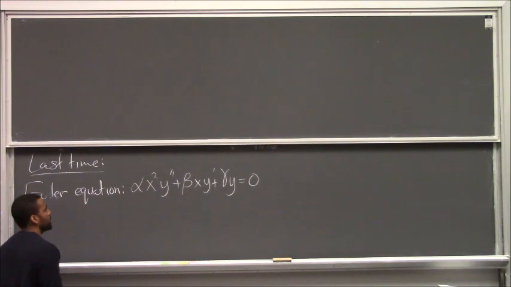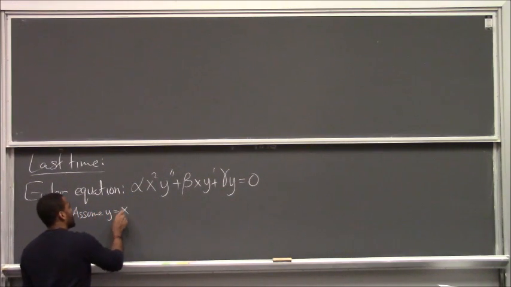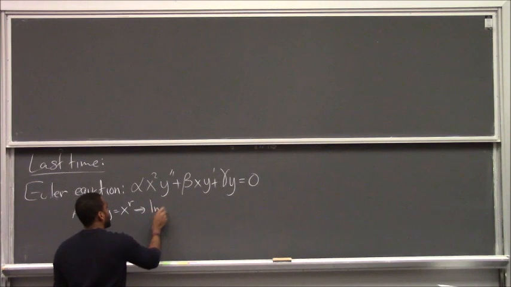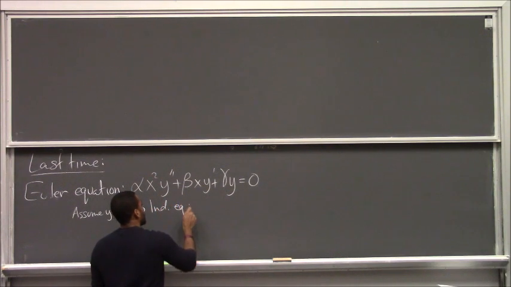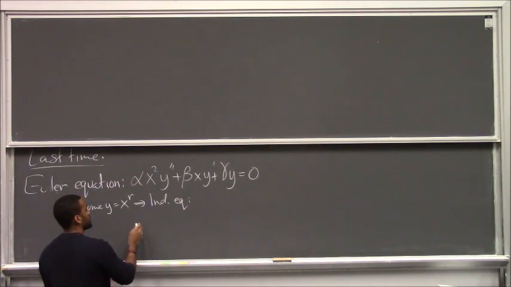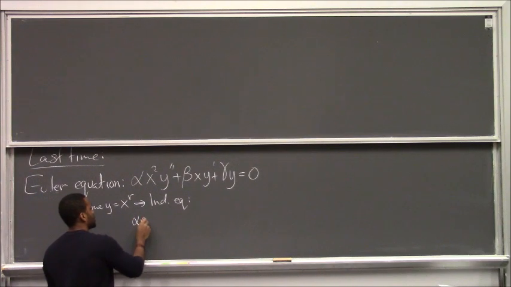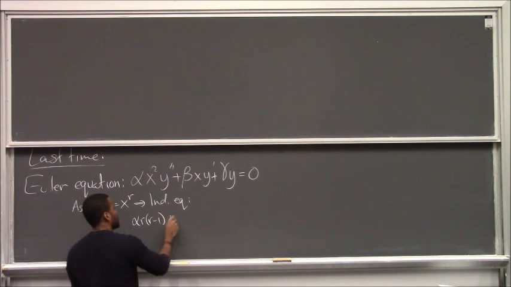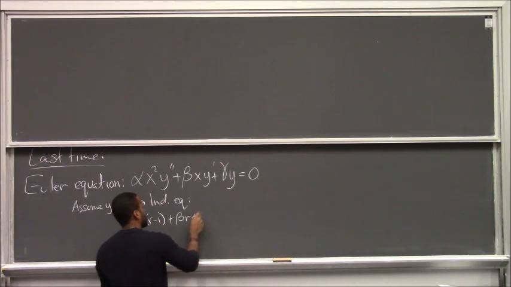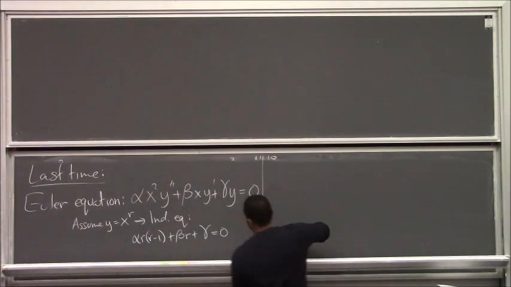Obviously here your alpha is not equal to 0. That's called an Euler equation. How do you solve it? You assume y equals x to the r. This leads to something called an indicial equation, which looks like alpha r times r minus 1 plus beta r plus gamma equals 0. And you can solve and get a bunch of roots from that.